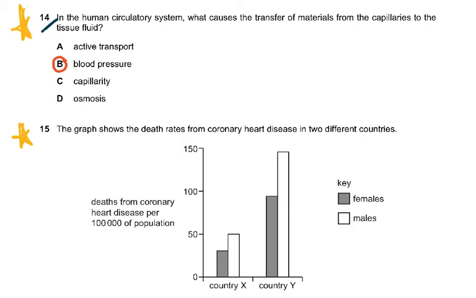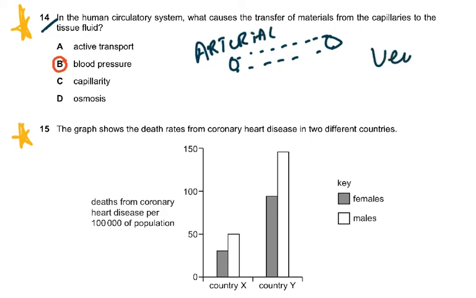Why? Because you're not clear again on the subject. In the human circulatory system, what causes the transfer of materials from the capillaries to the tissue fluid? So these are the capillaries. A capillary has an arterial end and a venous end. In the arterial end, all arteries arise from the aorta. The aorta rises from the left ventricle, and a high pressure is generated by the left ventricle wall. So why would materials move from the capillaries into the tissue fluid? Tissue fluid is outside the cells of the body.